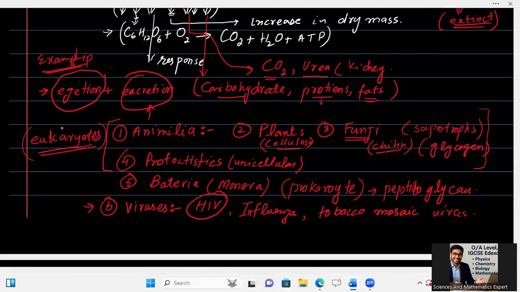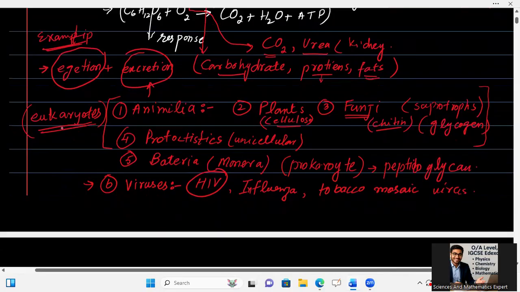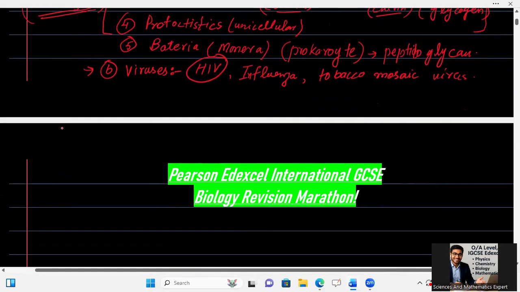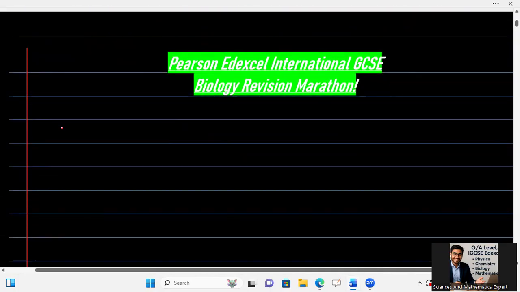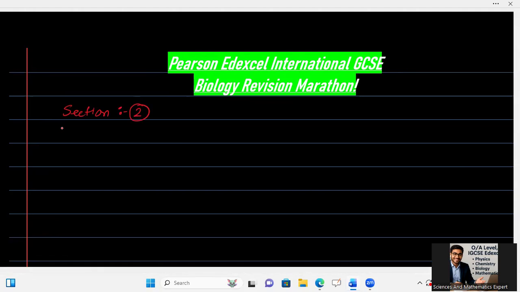After that, there is part 2, section number 2. Now I have to move on to the structure and functions of living organisms. That is section 2. Now I am moving towards structure and functions in living organisms.